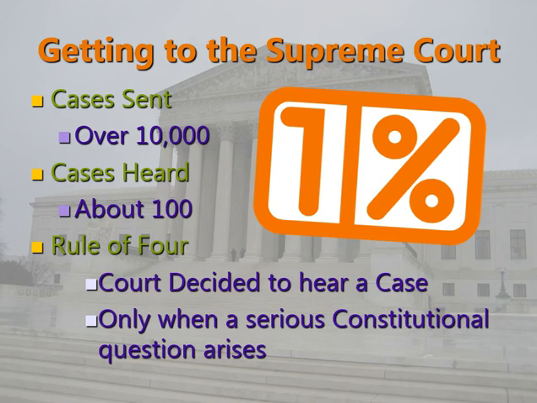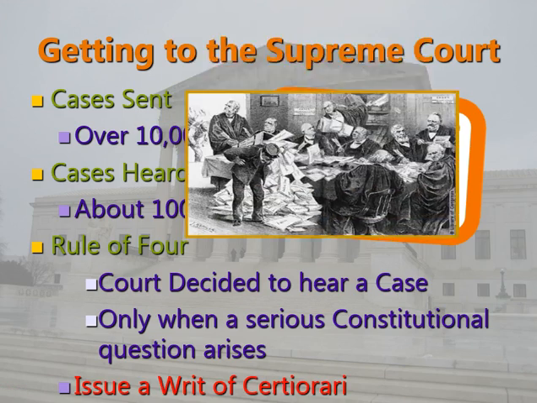Now, the way we determine if one of these cases is going to be heard is through what is known as the rule of 4. All 9 justices will get together, look at a case, and read the case, and if they think that it is worth reviewing, they'll take a vote on it. If at least 4 justices agree that it's a case worth hearing, they don't have to agree on the result, just agree that it's worth reviewing, then they will issue what is known as a writ of certiorari.